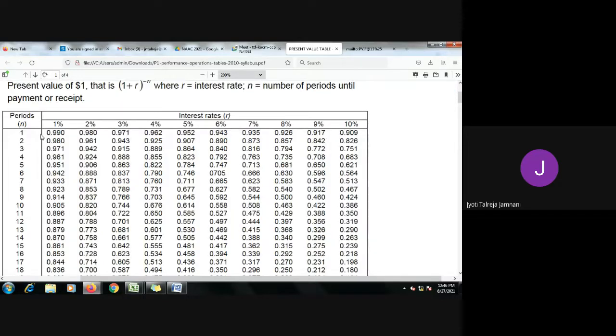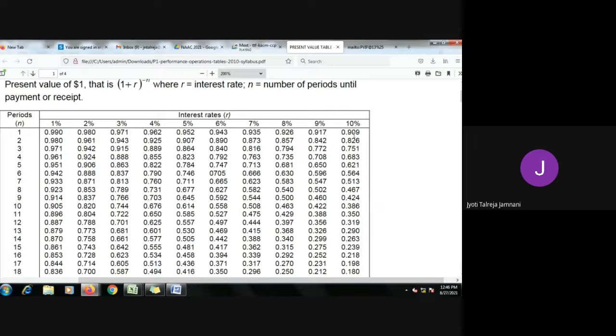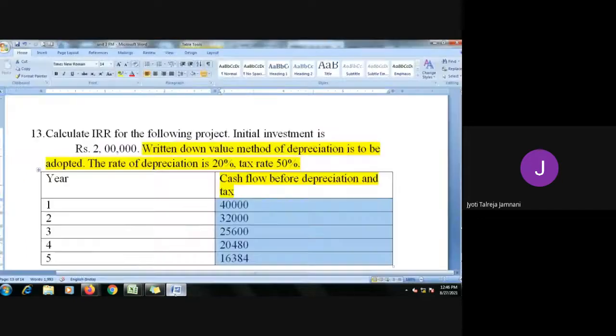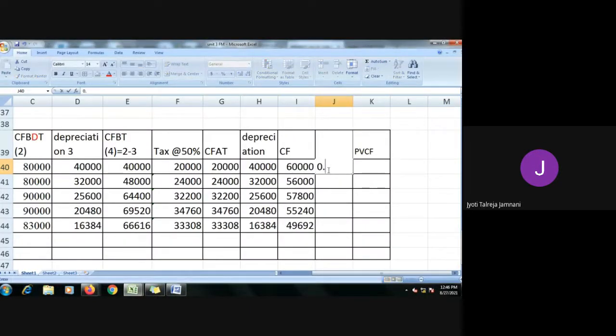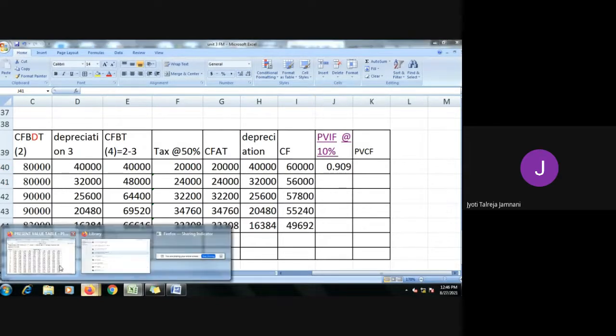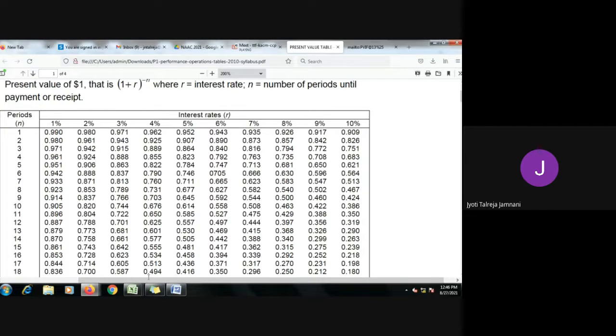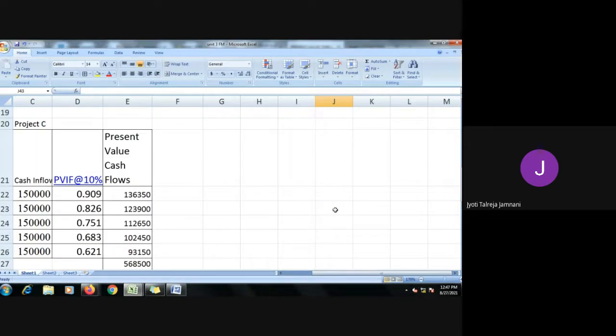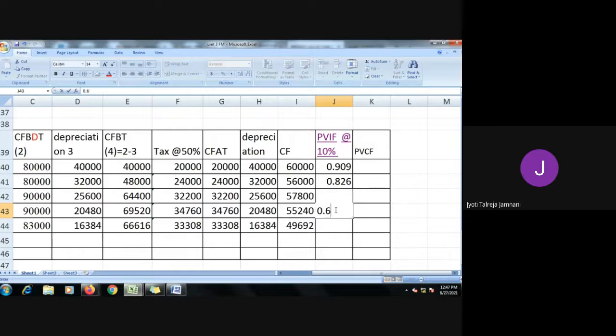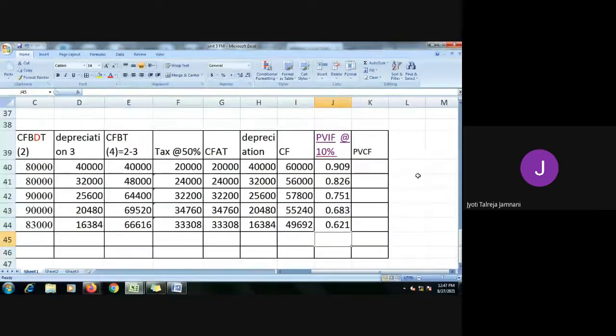So at 10%, the first year it is 0.909. For the second year, 0.826, 0.751. Above we have 0.683 and 0.621. These are the present value factors, interest factors.